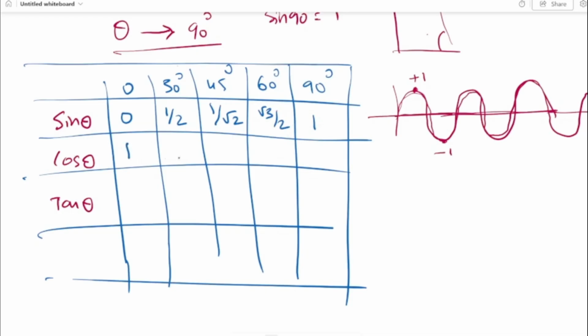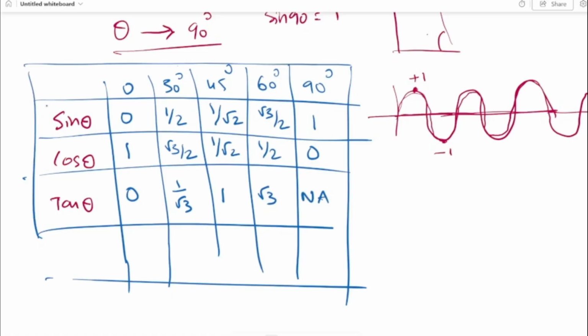Cos 0 is 1. Cos 30 is root 3 by 2. Cos 45 is 1 by root 2. Cos 60 is half. Cos 90 is 0. Because tan is sine over cos, tan 0 is 0 over 1, which is 0. Tan 30 is 1 by root 3. Tan 45 is 1. Tan 60 is root 3. Tan 90 is 1 by 0, which is undefined.